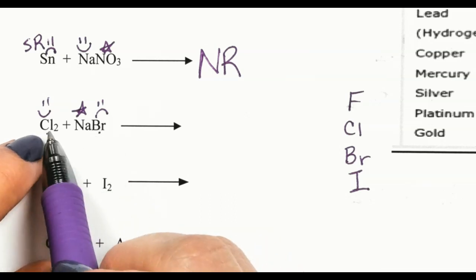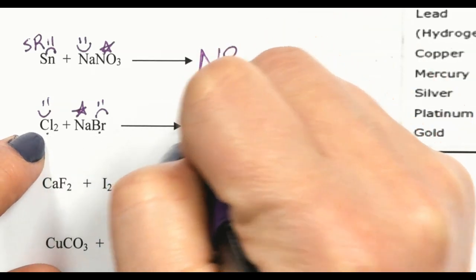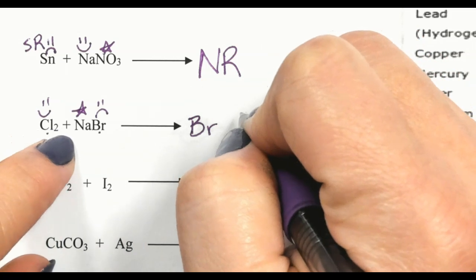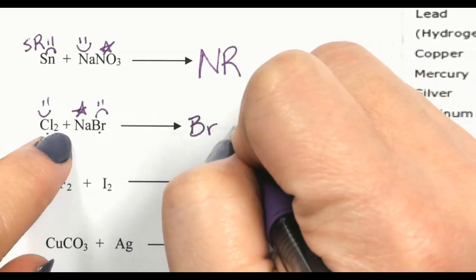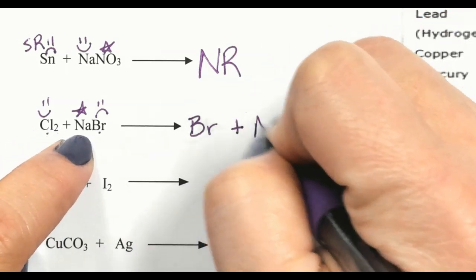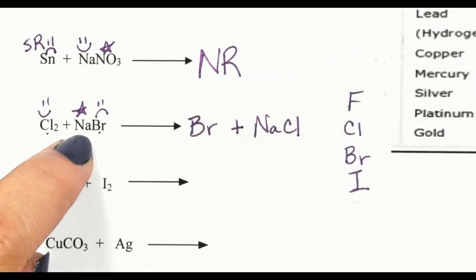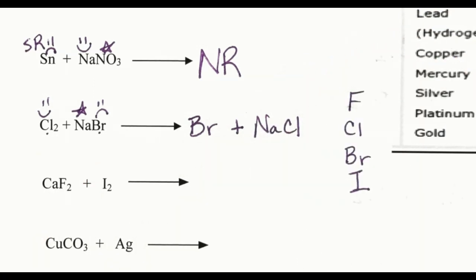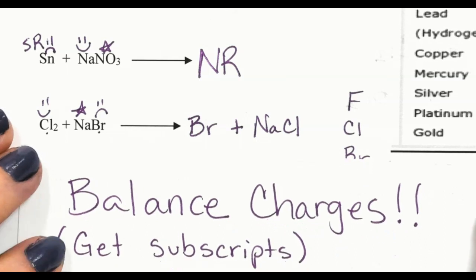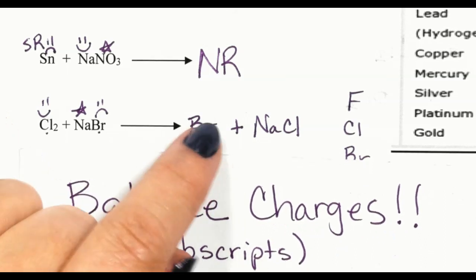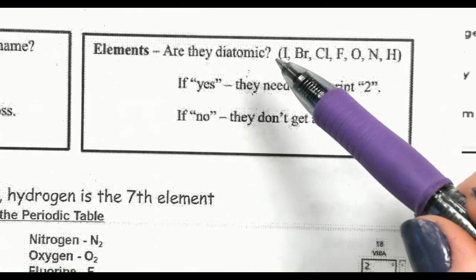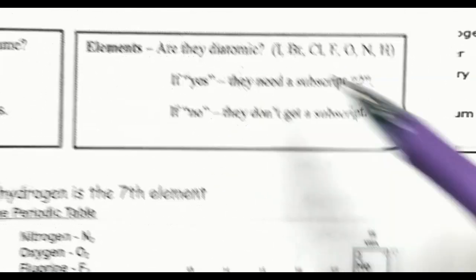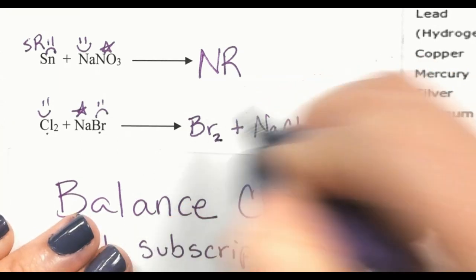So bromine is going to come over here and be on its own. Remember, I'm not carrying over subscripts. Plus, and then Na is now going to be with the Cl. Okay, so we do still have to balance charges and determine subscripts. So the question for bromine, since it's all alone, it's a single element, is it a diatomic? Yes, it is. So that means it should get a subscript of 2.